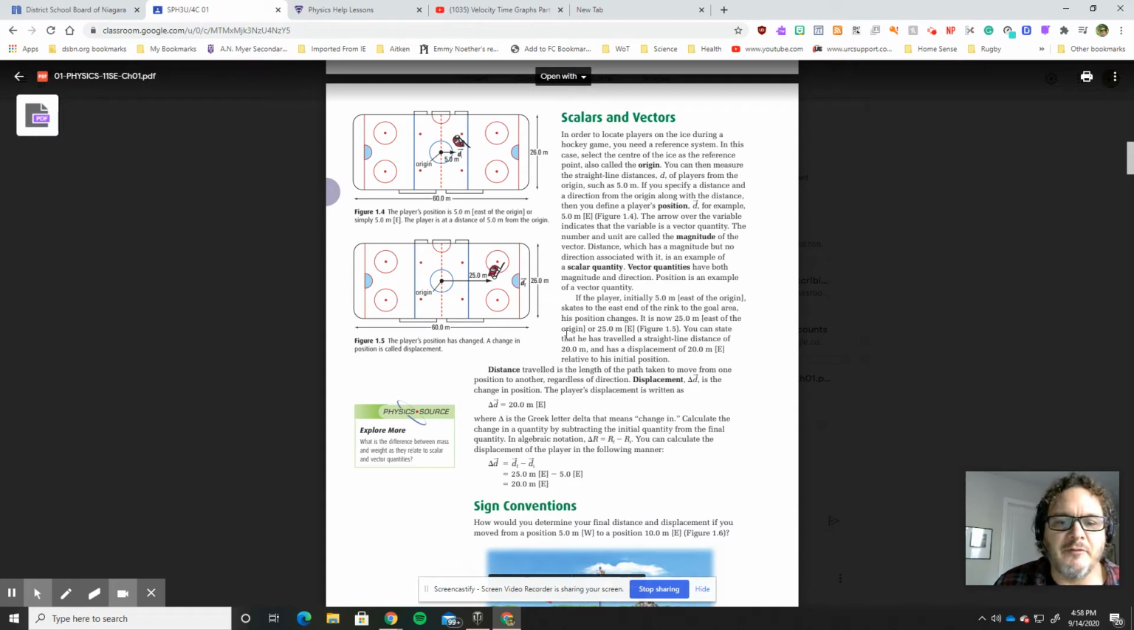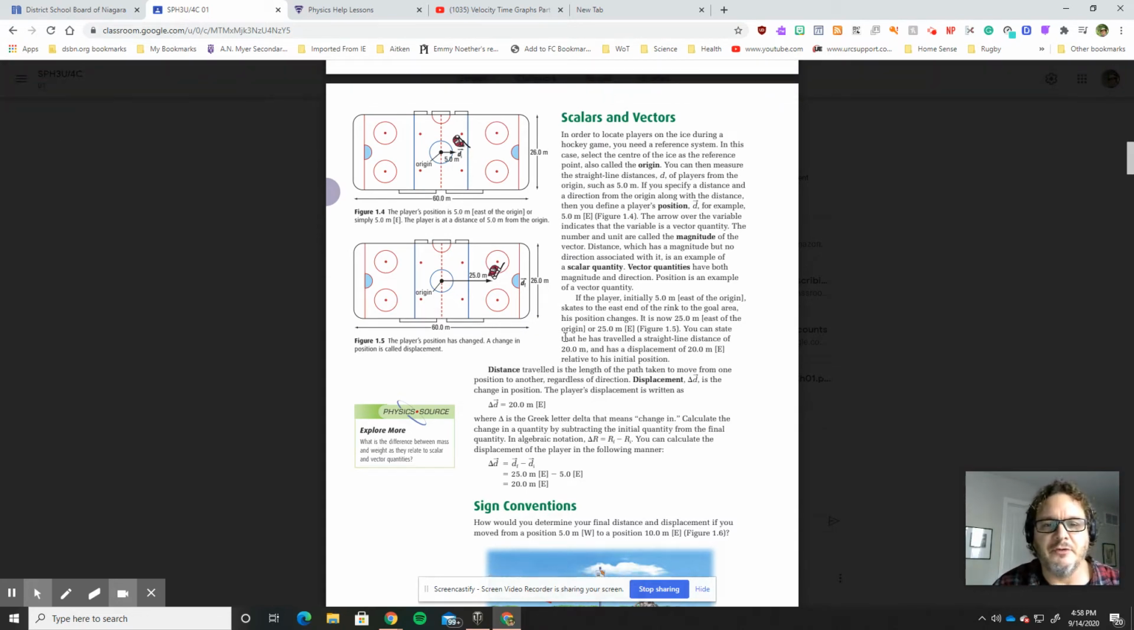The basics of scalars and vectors. A vector is a measurement that has direction, whereas a scalar is a measurement that has no direction. So 20 meters east is a vector measurement, whereas just 20 meters of distance is a scalar measurement. 20 kilograms of mass is a scalar, whereas a force of 980 newtons downwards is a vector, etc. So you'll have to be aware of all of the major new terms that come up.